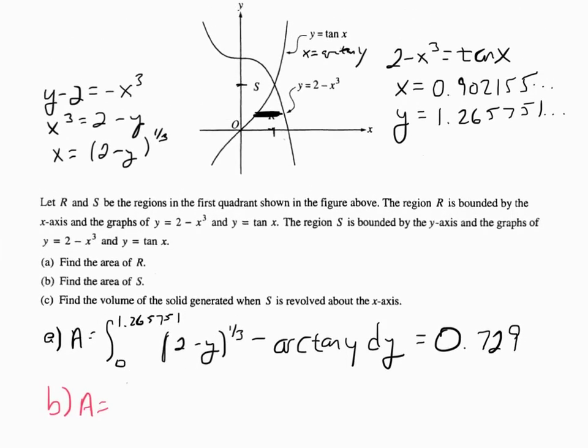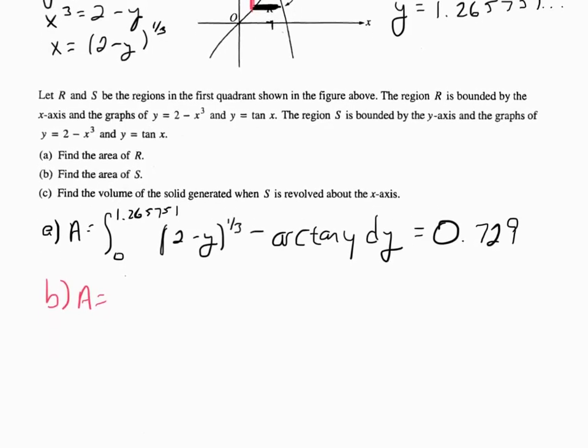Okay, for part B, area equals. We're looking for the area of S, so this region right in here. This time I'm going to make my rectangles this way, and I'll differentiate with respect to x. So it's going to be the integral from 0 until our x value here, the 0.9, of the cubic function minus the tangent function.